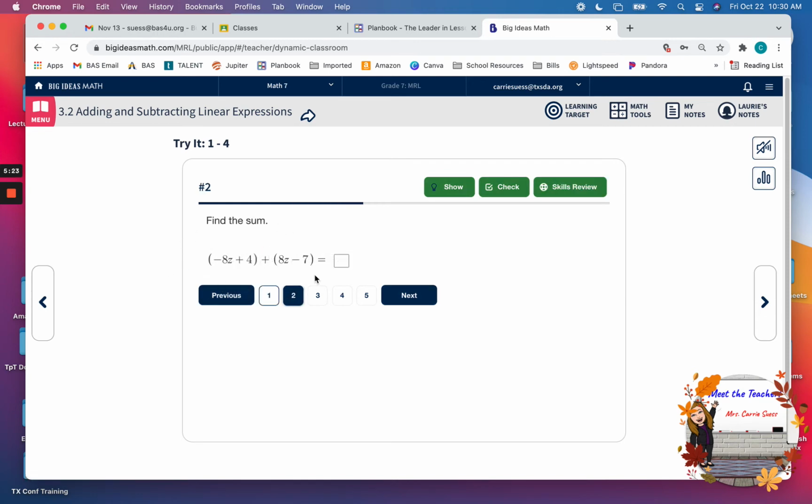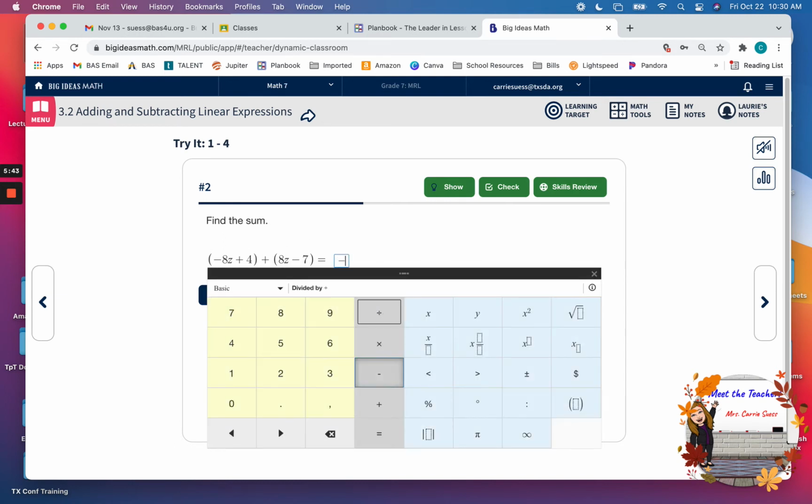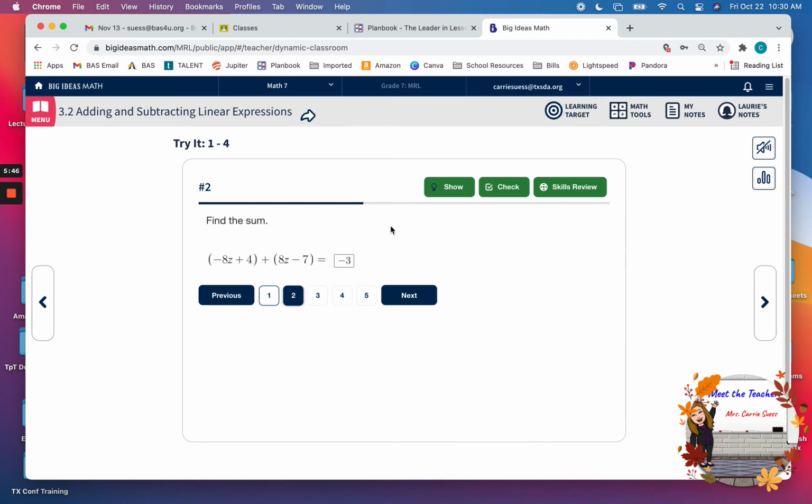What are like terms here? 4 and negative 7. Yes. And negative 8z and 8z. So if I have negative 8 plus positive 8, what do I have? 0. So the z disappears, is gone. 0 times z is 0, right? Yes. So then I have 4 minus 7, which is? Negative 3. So then your answer is just negative 3.